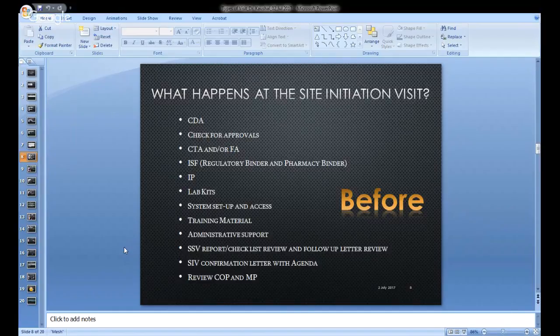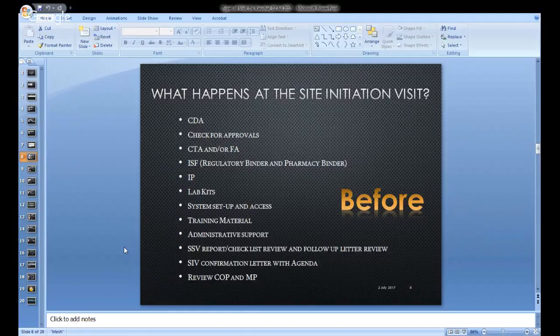Now coming to the preparation for the site initiation visit. Again, every visit starts with a confirmation letter with the agenda. So before you go for the site initiation visit, ensure that the confirmation letter is sent across to the site. The site should receive the letter with the agenda, which would explain the time required for each activity. Basically, this is needed as maybe the pharmacist would not be required for the complete day session. So this will help him or her understand when he or she needs to be available.